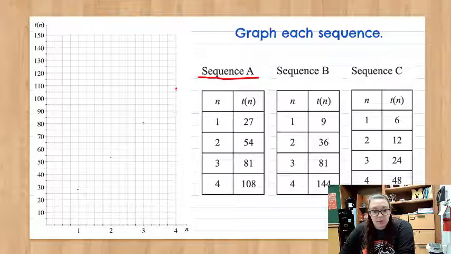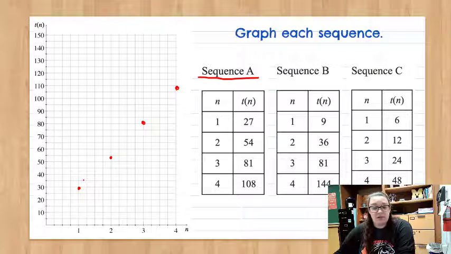Okay, so there's my 4 points. I'm going to bold them in a little bit. It kind of doesn't like me to bold things in, but there we go. So there's sequence A. I'm going to pause the video for a minute. Do the same thing with sequence B and C.